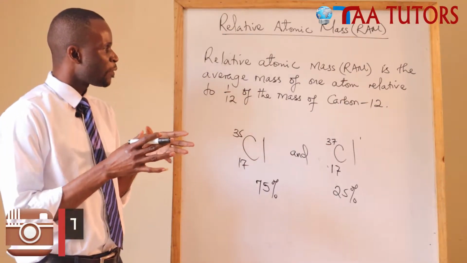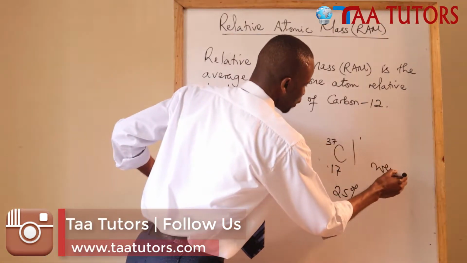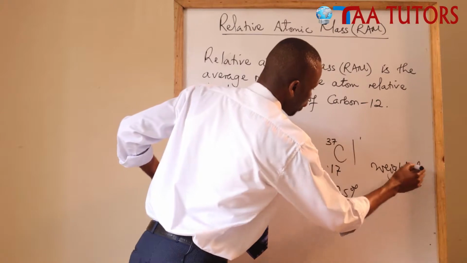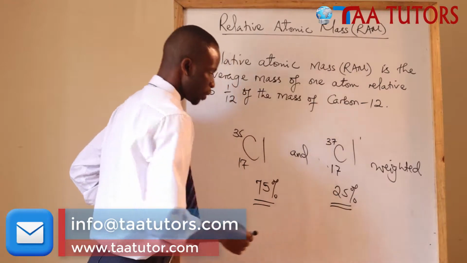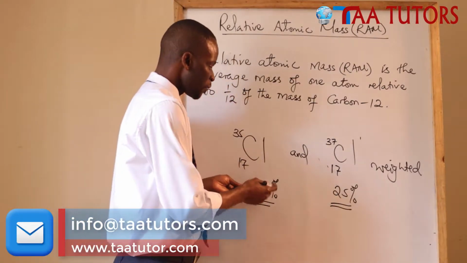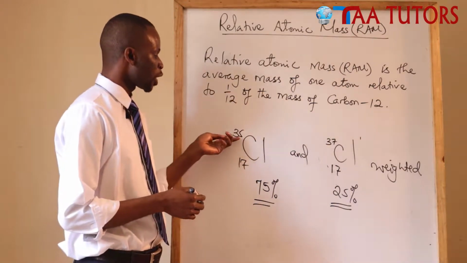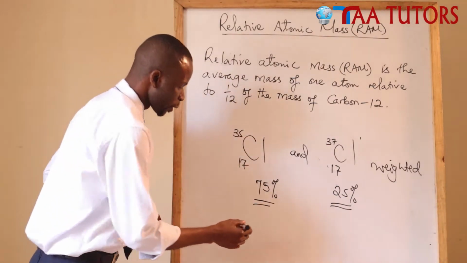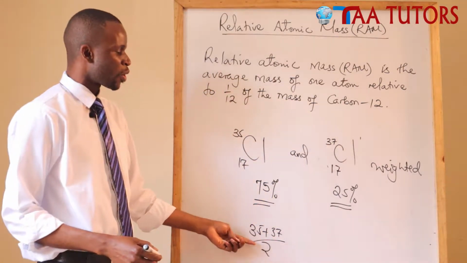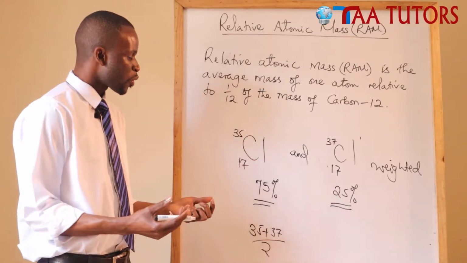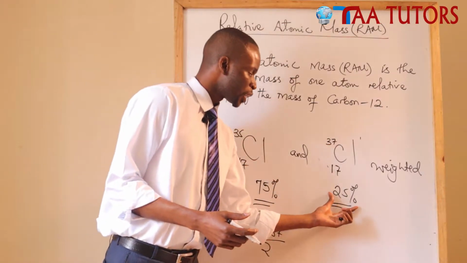And what do we say about average mass? We should use the words weighted average. Why is it weighted? Because we need to take into consideration the percentage compositions. If this one carries 75% and this one carries 25%, it's illogical for us to just say the average is 35 plus 37 over 2. If I do 35 plus 37 divided by 2, this will be wrong, because they can't share equally, yet chlorine 35 is more abundant than chlorine 37.